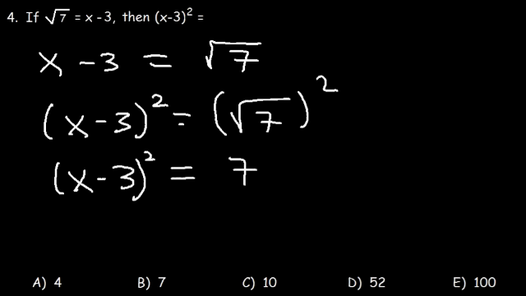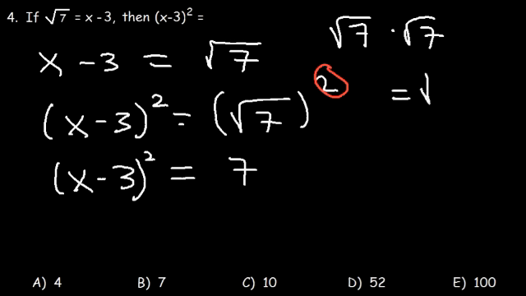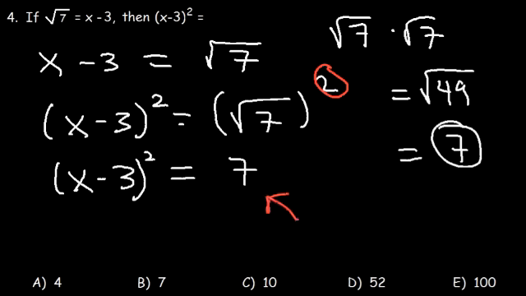Here's why. The square root 7 squared is the same as the square root 7 times the square root 7. This 2 on top means that we have two square root 7s that are multiplied to each other. The square root of 7 times the square root of 7 is the square root of 49, because 7 times 7 is 49, and the square root of 49 is 7. So therefore, x minus 3 squared is equal to 7. So B is the right answer.